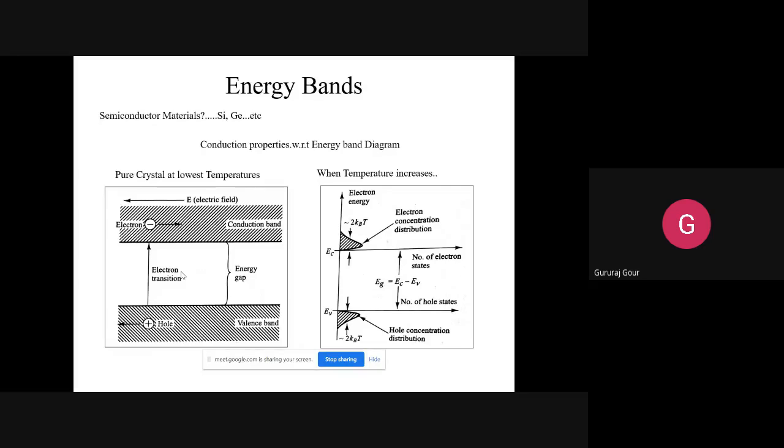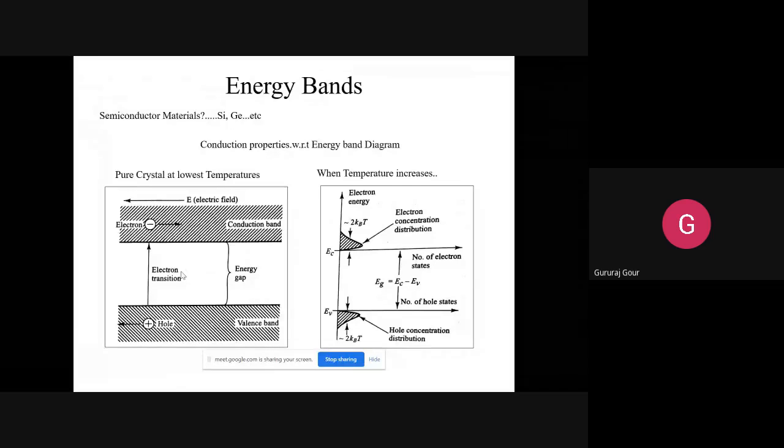So, a pure crystal at lowest temperatures. Now, with respect to the left-hand diagram, we reached a concluding stage where we observe that with the lowest available temperatures, the pure crystal, maybe silicon or germanium or whatever, will have its own predefined band gap.